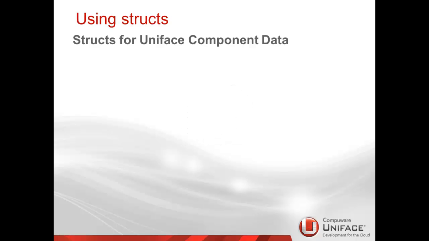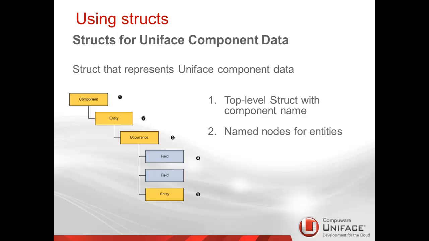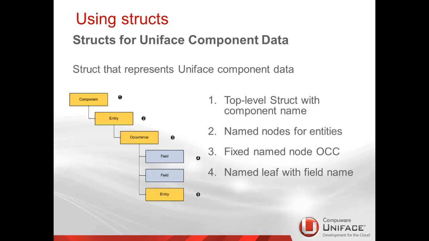You can use the proc instructions, component to struct and struct to component, to convert complex data from and to a Uniface component. A struct that represents the data in a Uniface component has the following structure. You can see it here. First, a named top-level struct with the name of the component. Second, named struct nodes for each entity in the component structure. Third, a named struct node with a fixed name OCC for each occurrence in an entity. Fourth, a named struct leaf with the name of the field. And fifth, named struct nodes for each entity that is a child of an occurrence.